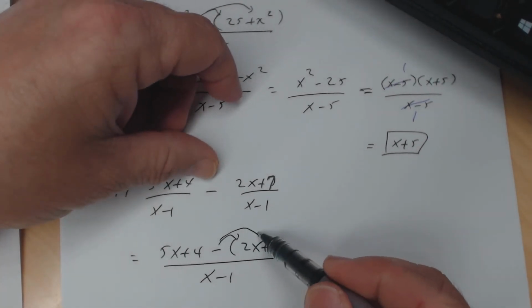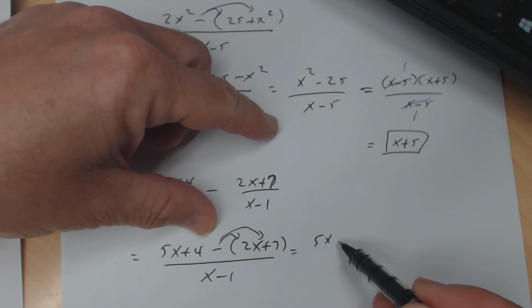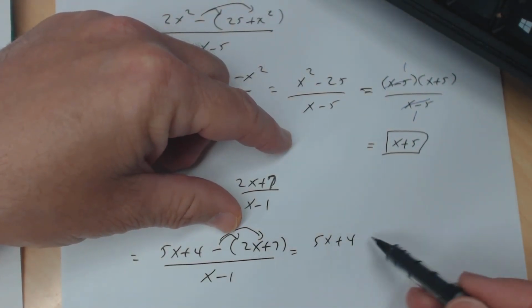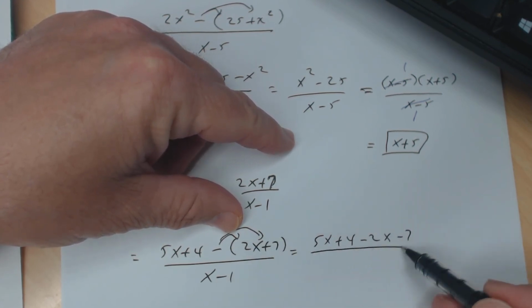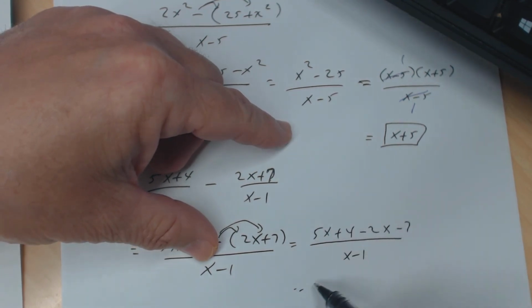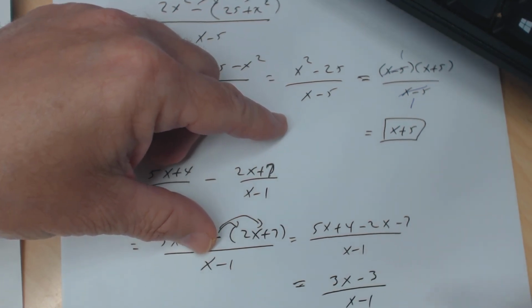Now get rid of the parentheses. We're on step 2. I get 5x plus 4. All right, when I distribute the negative 1 times 2x is negative 2x. Negative 1 times a positive 7 is a negative 7, all over x minus 1. Combine like terms. 5x minus 2x is 3x. 4 minus 7 is a negative 3, all over x minus 1. So that's where I'm at.